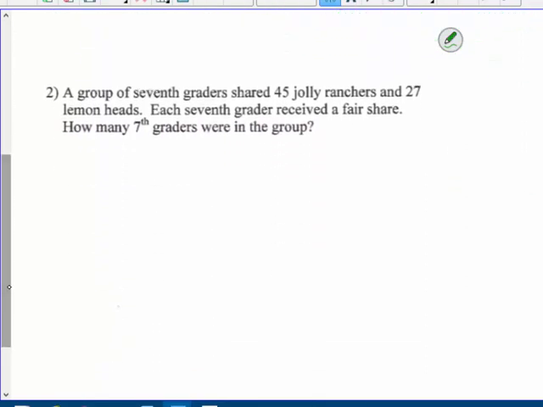A group of 7th graders shared 45 Jolly Ranchers and 27 Lemon Heads. Each 7th grader received a fair share. How many 7th graders were in the group? This sounds like division. I'm sharing equally, dividing into equal parts. If it sounds like a division problem, it's a factor problem, so it's a GCF problem. Sharing equally, cutting it up, division: if it sounds like division, that's a GCF. If it's like what comes next, that's a multiple problem.